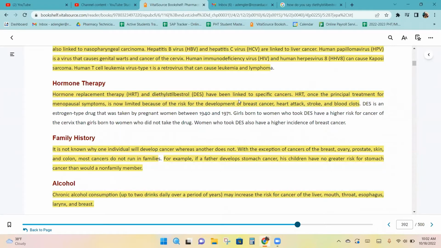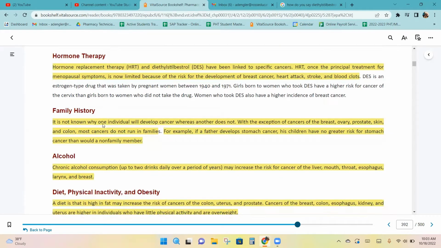Hormone replacement therapy and diethylstilbestrol have been linked to specific cancers. HRT, once the principal treatment for menopausal symptoms, is now limited because of the risk for the development of breast cancer, heart attack, and blood clots. DES is an estrogen-type drug that was taken by pregnant women between 1940 and 1971. Girls born to women who took DES have a higher risk for cancer of the cervix than girls born to women who did not take the drug, and women who took DES also have a higher incidence of breast cancer.